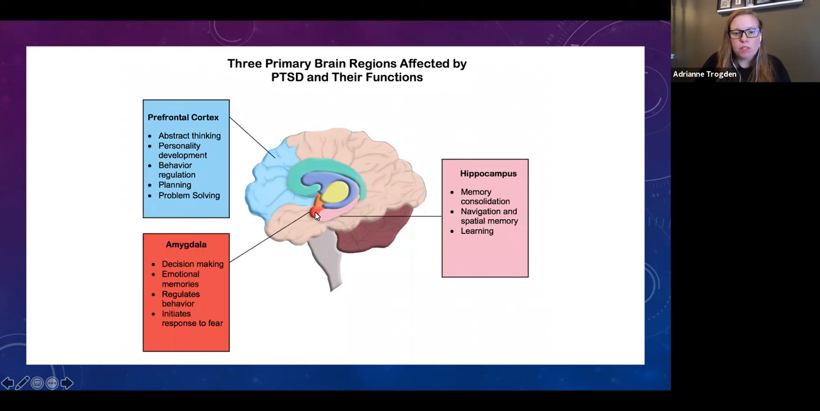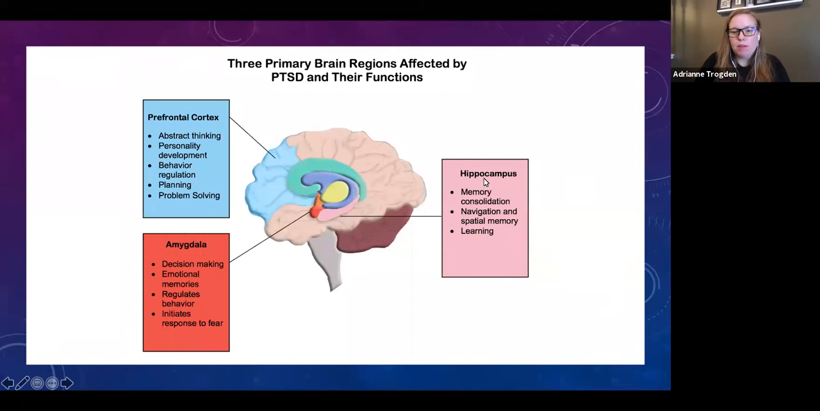The amygdala is the next one, which is this little bitty red spot right there in the middle. Again, it has functions of decision making. This is where emotional memories are stored, it helps regulate behavior as well, and initiates response to fear. So when trauma activates the amygdala or impacts the amygdala, all of these elements are impacted as well. We talk a lot in PTSD about startle responses and anxiety. That's the amygdala being impacted.